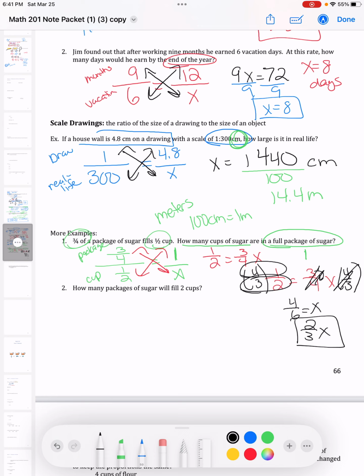Now, since we're dealing with the same information, I'm going to keep my ratio the same for this next one with my package to cup. Now, I want to see if you can set this up and work with those fractions within a fraction. So see if you can set up the other ratio and then solve that proportion.